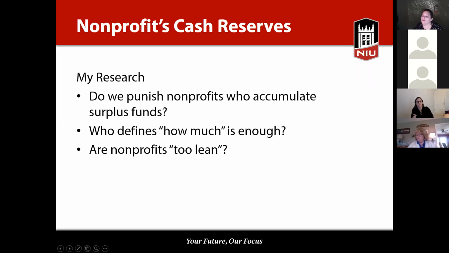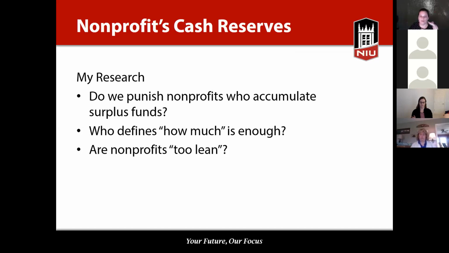So my research, I looked at a couple of questions. Do we punish nonprofits who accumulate surplus funds? And we actually know this takes place because sometimes foundations, not on record or anything, or funding agencies, government agencies and otherwise, will say, well, they have too much cash on hand. They're hoarding too much cash. And that's a very values-based statement. There is no such thing, right?